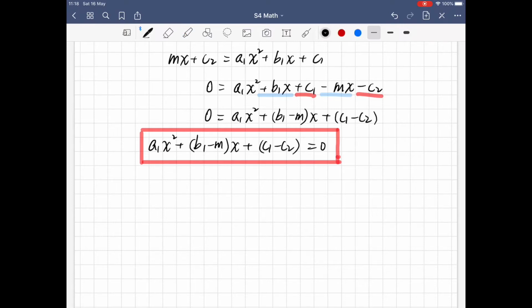Okay, so now for this quadratic equation, there are two ways. The first way, we can solve it, if we know all the numbers. By solving it, we know the intersections between these two equations. Also we can use delta, b squared minus 4ac, to determine the number of intersections.